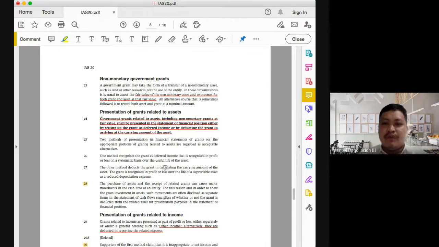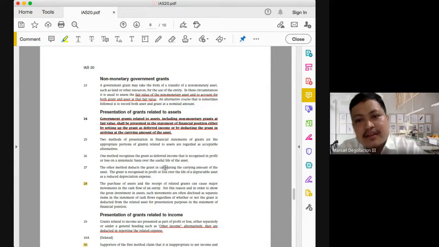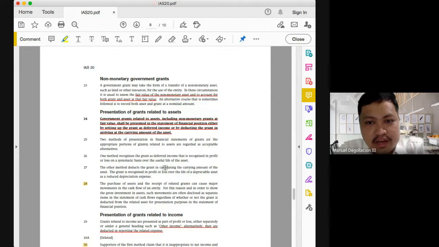Okay, another term for deferred income would be unearned income. So in this case, it will start as a liability, it will start as a deferred income, and it will be gradually reclassified as an income class. Okay. The second alternative treatment is, instead of setting up a liability class, you will just deduct the amount of the grant from the value of the asset to arrive at the carrying amount.